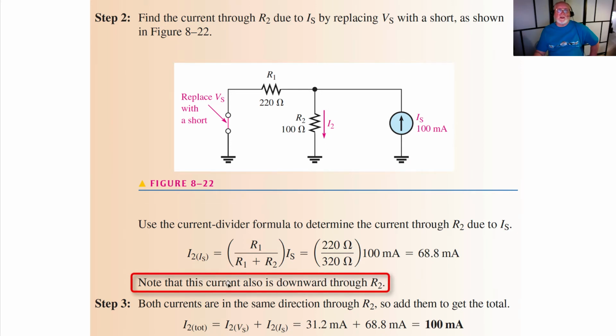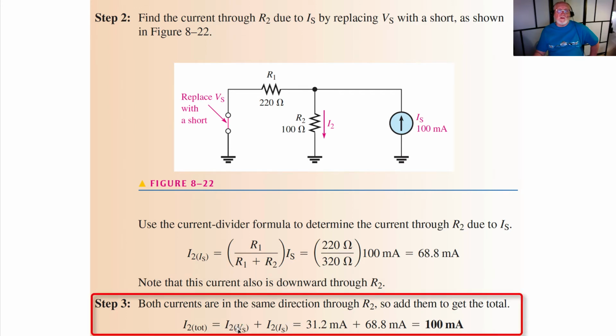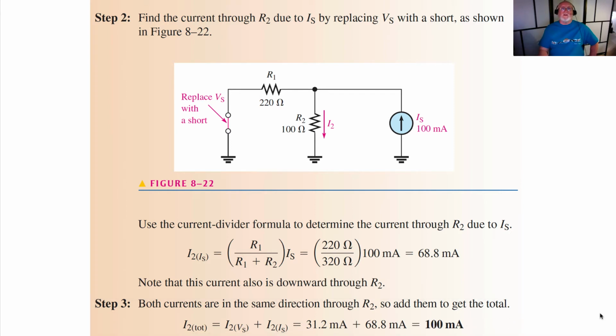So since the current is downward again in both cases, we can add them together. I2 due to V source plus I2 due to I source gives us 31.2 milliamps plus 68.8 milliamps, or 100 milliamps of current through I2.